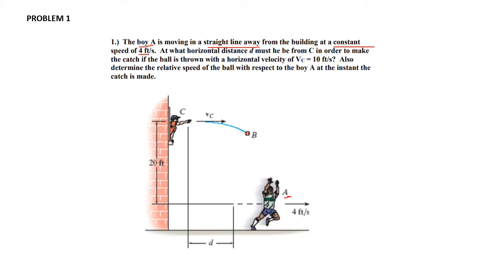At what horizontal distance, so we're searching for this distance D, must he be from C right here in order to make the catch if the ball is thrown at a horizontal velocity of v sub c equal to 10 feet per second. So it tells us our direction right here and the magnitude of the velocity of the ball itself. Also, they want us to determine the relative speed of the ball with respect to the boy A at the instant the catch is made.